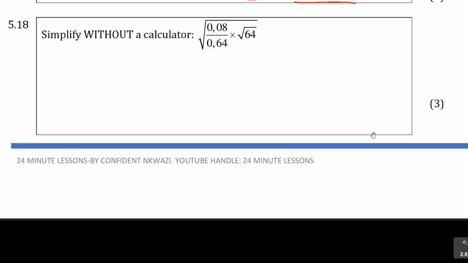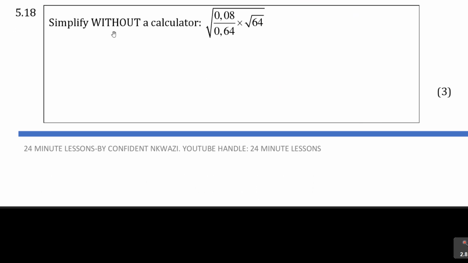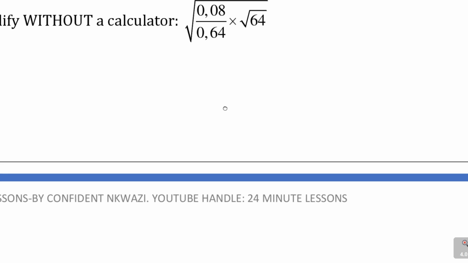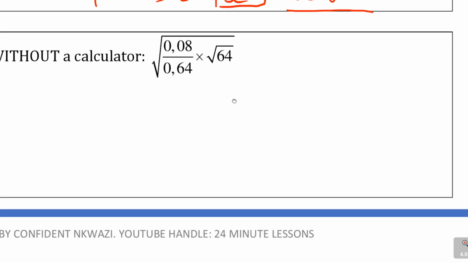So for this one, we are looking at 5.1.8, says simplify without a calculator. So now, how do you approach such a question? It's 3 marks. It's a bit tricky if you are not careful, but you need to be very, very sensitive to a few things. Let me try to expand this just to show you why it's not really difficult.